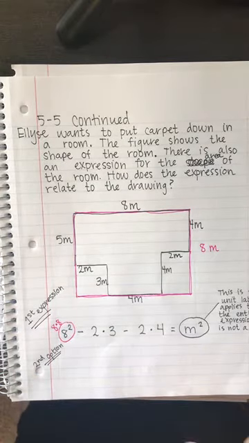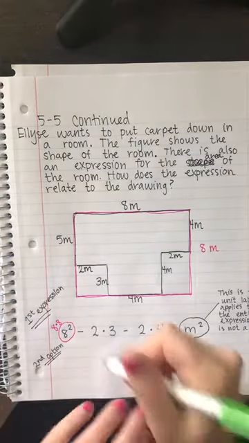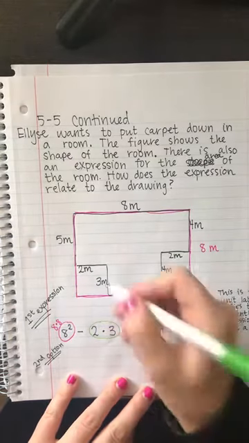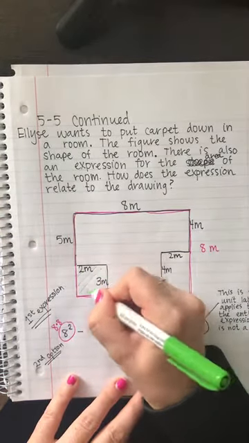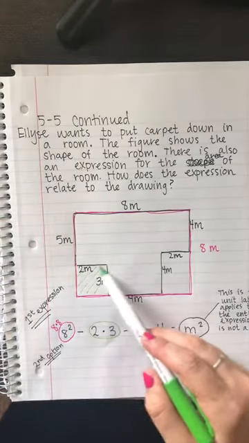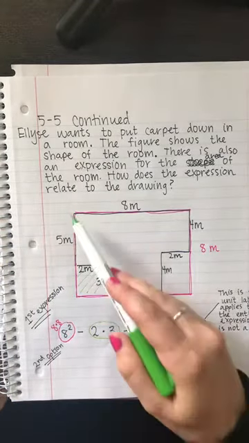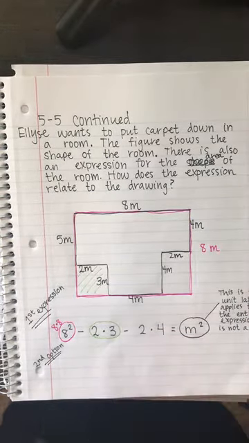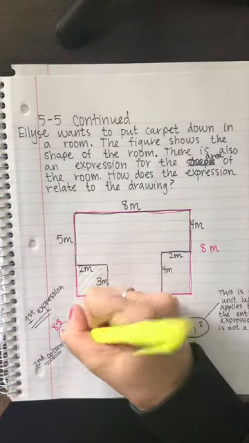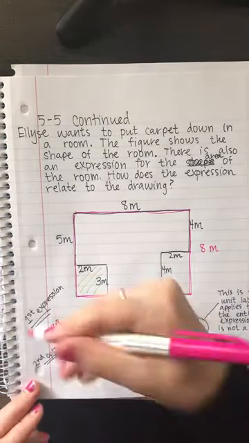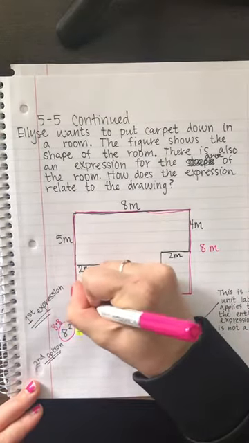This expression uses subtraction. So this 2 times 3, that's right here. And it's subtraction because I'm taking it away. Like this is a cutout in the room. It's not actually there. So I have to take my entire 8 times 8 and take away this 2 times 3. So that's why it's subtraction. It's dividing my terms, by the way. So this is the entire room.